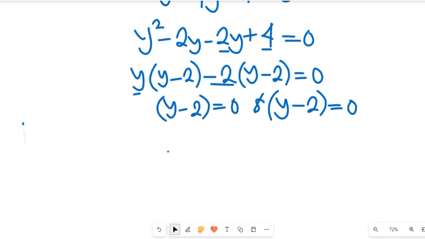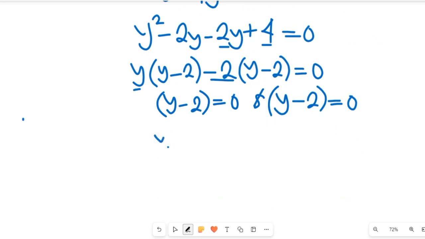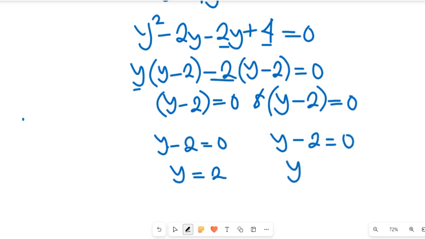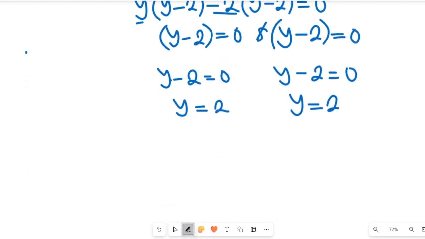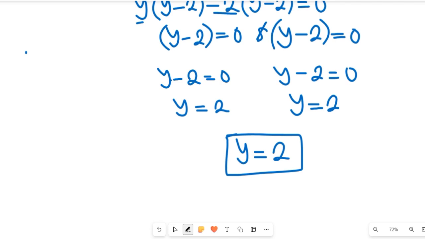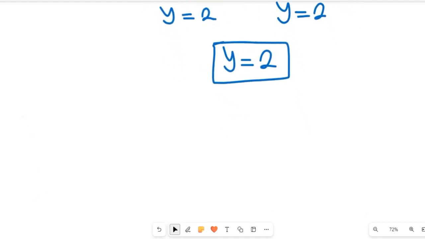So what do we do from here? We're going to see that our y minus 2 is equal to 0, and then our y will be equal to 2. And over here, our y minus 2 is equal to 0, and then our y will be equal to 2. So we see the solution y equal to 2 is a value of y that satisfies that exponential equation. Can we check? Yes, let's try and check to see if our solution is correct.